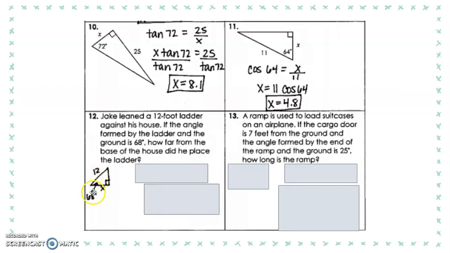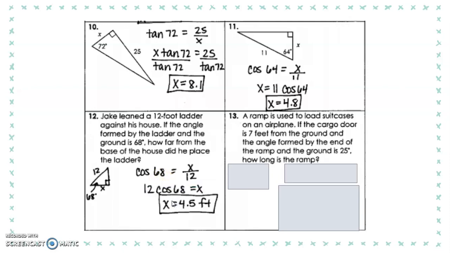Looking at 68, the angle between the ladder and the ground, x is my adjacent side, 12 is my hypotenuse, so I'm using the cosine of 68 equals x over 12. I'm solving for x the same way and getting 4.5 feet.